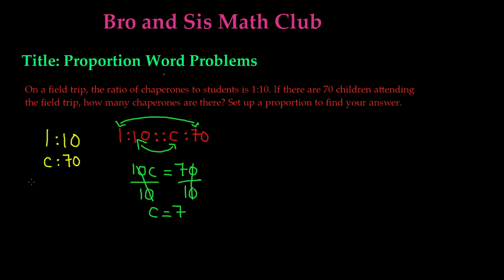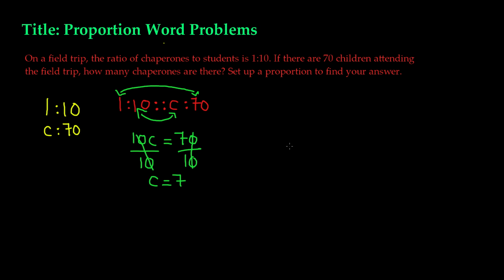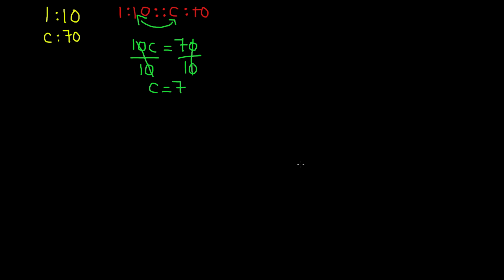Now this was the first way of solving this. The second way is by using the fraction form. So 1 to 10 can be written as, if I scroll down, 1 over 10 is equal to, and then C to 70 can be written as C over 70.